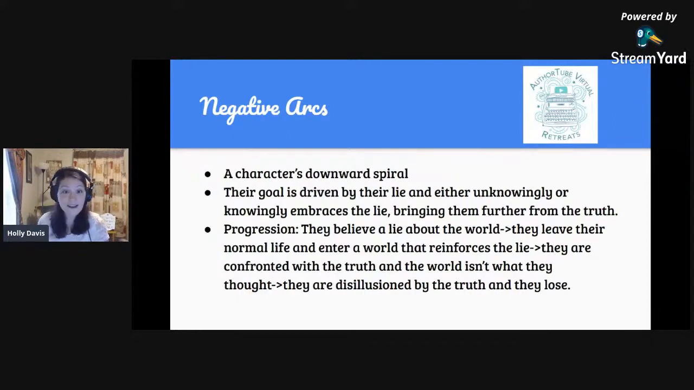So they realize that what they're doing is wrong, but they're still disillusioned by the truth. And they lose because they continue to cling to the lie. So their arc is obviously that downward spiral. They are not accepting the truth. They refuse to change, essentially. And they're changing for the worse.